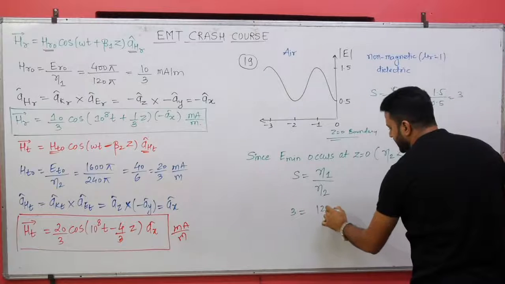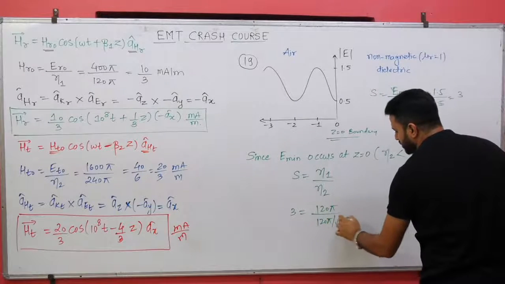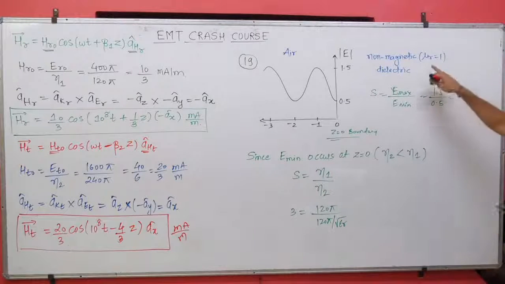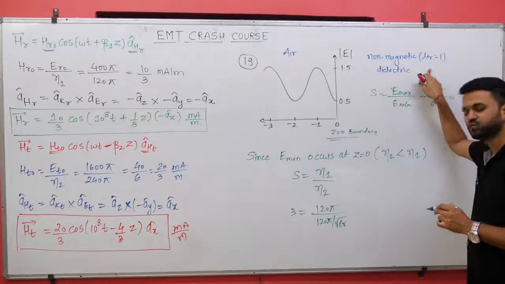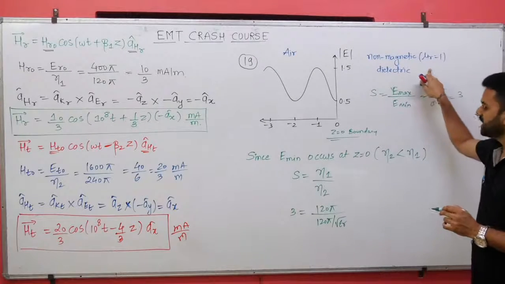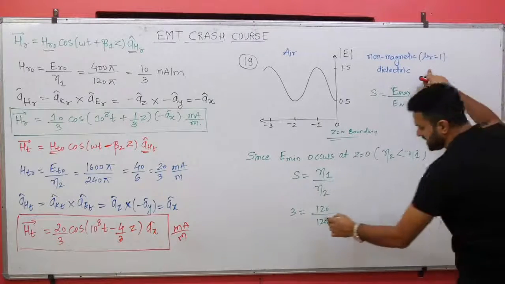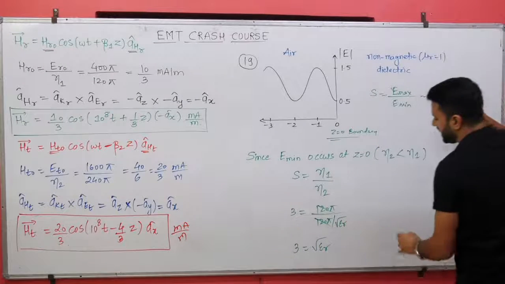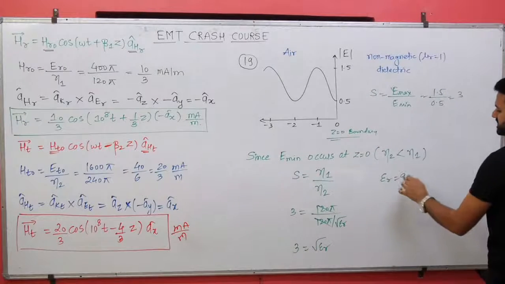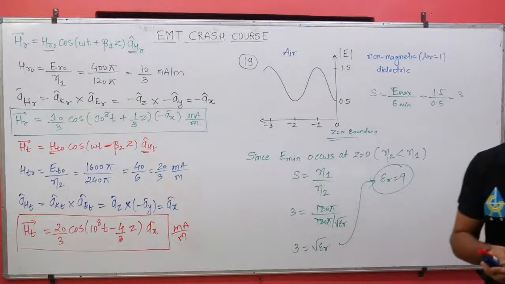Eta 1 is 120 pi. Eta 2 is 120 pi divided by root over epsilon r. Because this is a non-magnetic medium, and for a non-magnetic and lossless dielectric, it is 120 pi root over mu r divided by epsilon r. Mu r is 1, so only epsilon r will be left. So we will get 3 equal to root over epsilon r. Hence epsilon r equal to, when we square it, you will get 9. So epsilon r is equal to 9.